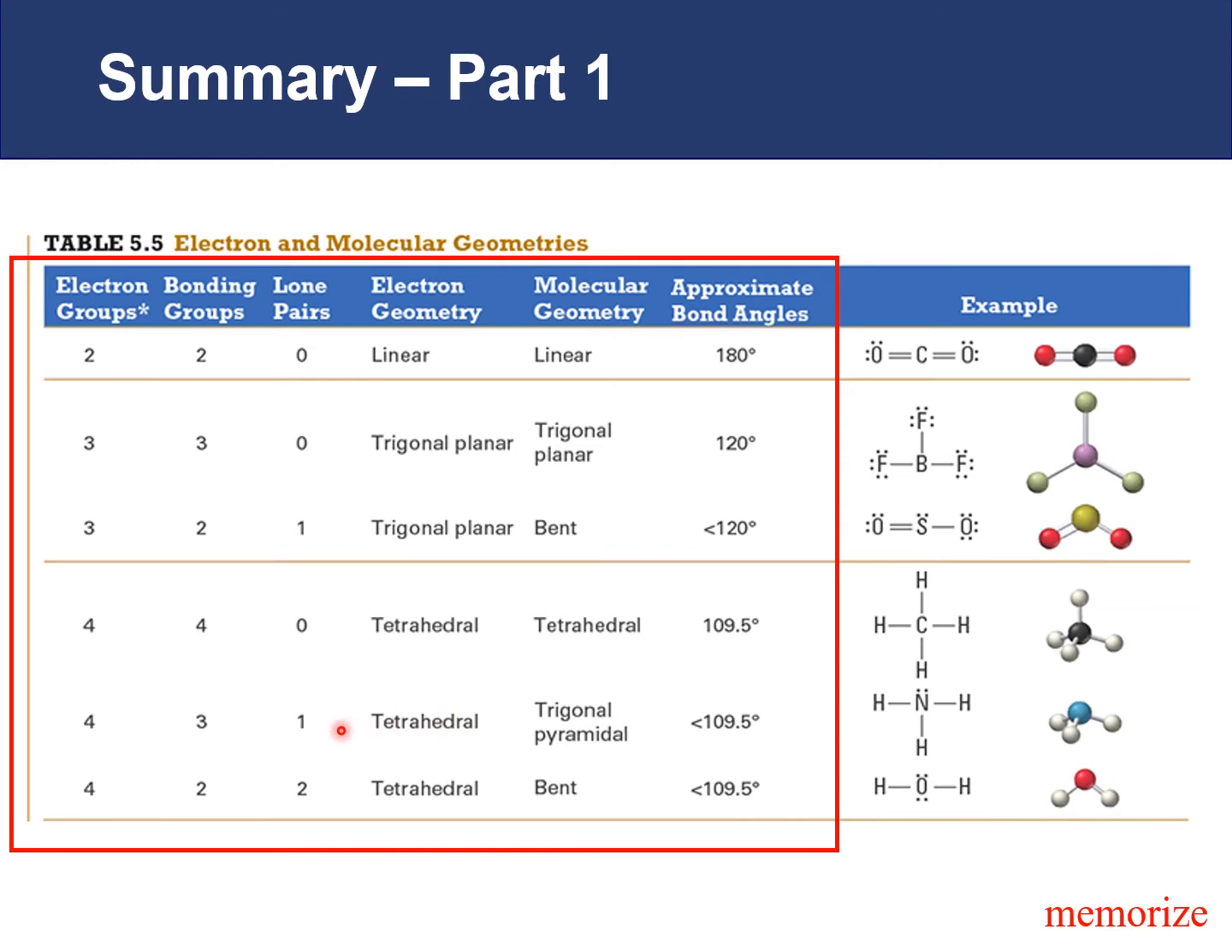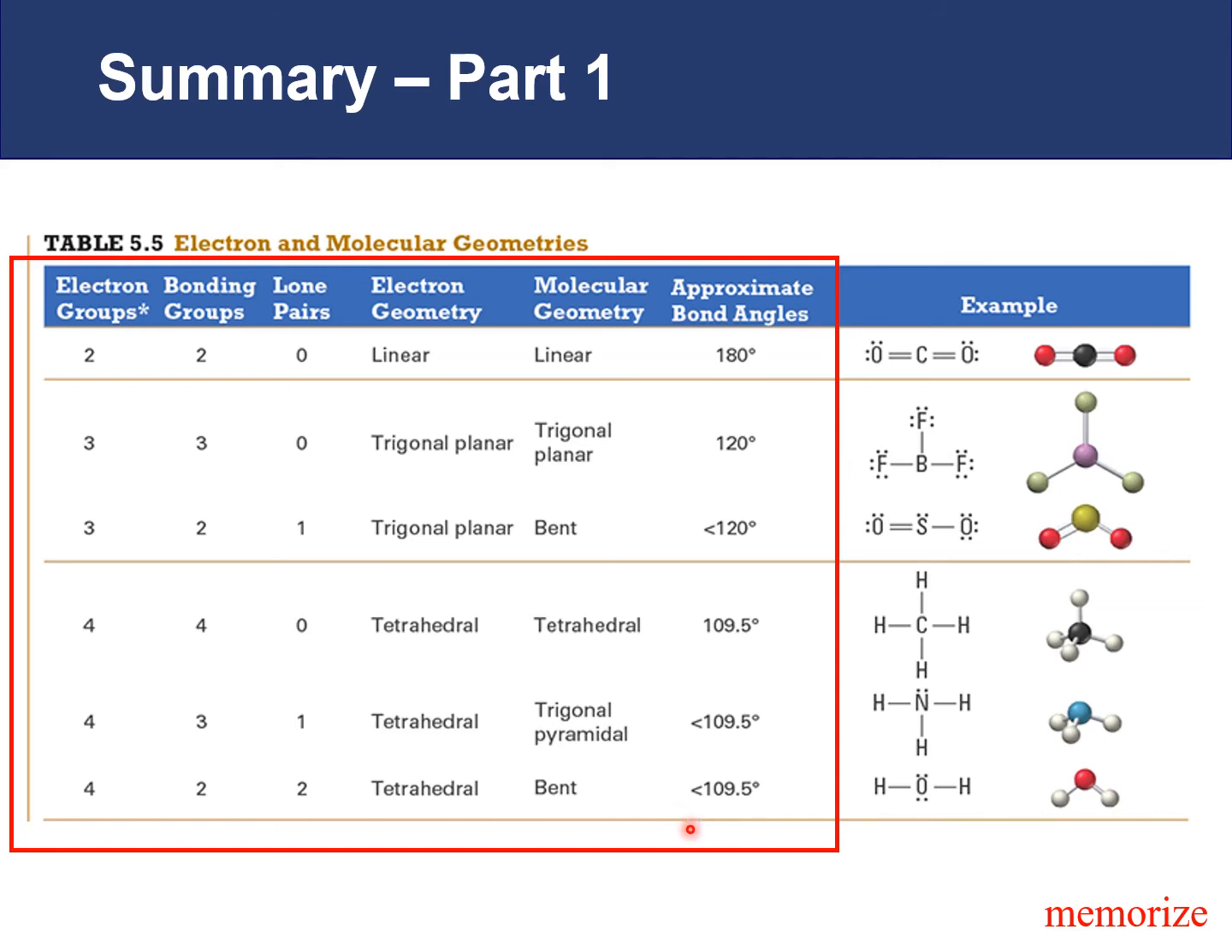Finally, swapping out one additional lone pair, so we have 2 bonding pairs and 2 lone pairs, the electron geometry is still tetrahedral, but the molecular geometry is now bent. Our example is water, which has a bond angle of less than 109.5.